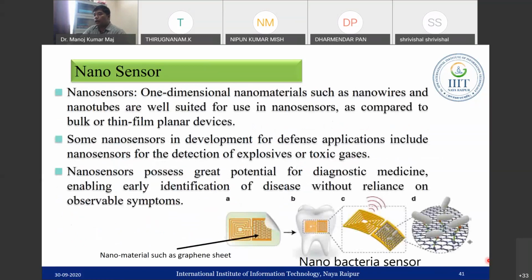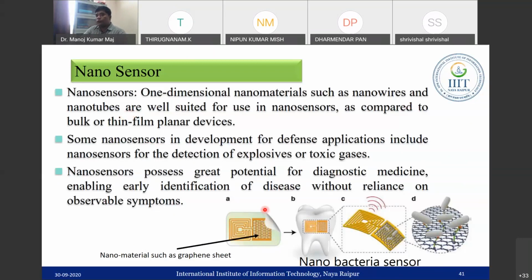Now this is the kind of nanosensors. First of all, in the case of nanosensors, we are mainly using various kinds of one-dimensional nanomaterials, such as nanowires or nanotubes. Some of us are also working on different kinds of nanowires or nanotubes, like silicon nanowires, carbon nanotubes, or graphene nanoribbons. All these different nanomaterials can be used as nanosensors. It can be very easy as compared to bulk or thin film planar devices.